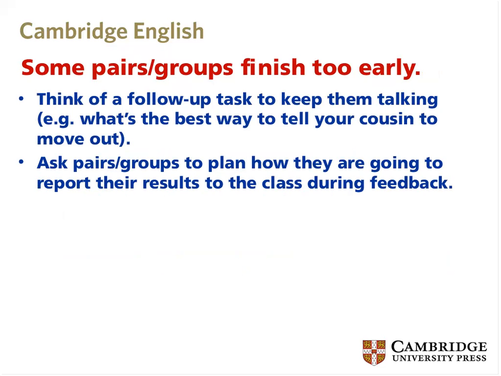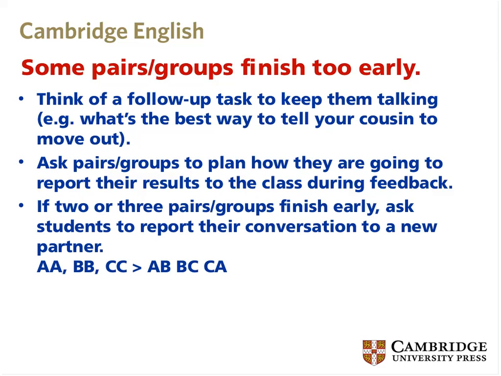So, okay, they've finished the discussion. Just say, okay, in a few minutes, I'm going to ask you to tell the class about what you discussed, and they have to plan what they're going to report. They can make notes on this as well. And if you've got 2 or 3 pairs or groups that finish early, ask students to report their conversation to a new partner. So if you're in pairs, for example, you've got AA, BB, CC, you can mix them up, and they report their conversation to a new partner. This is a very effective way if people finish early. Just get them to tell someone else what they've been talking about.